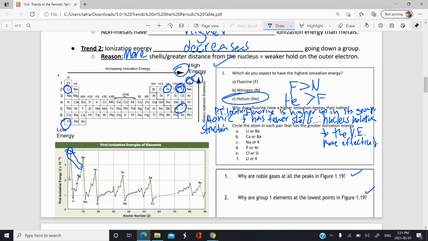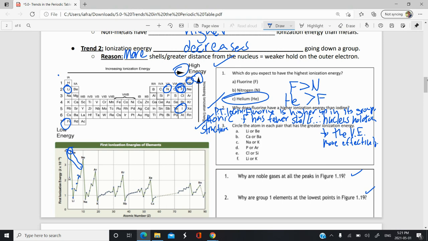Iodine has more, you could have also said iodine has more shells, and because of more shielding, it does not hold on to the electrons as effectively. So you could have also said it that way as well. But the idea is that you explain it with periodic table location and also the atomic structure part, where you might talk about the shielding and shells, or you might talk about the effective nuclear charge.